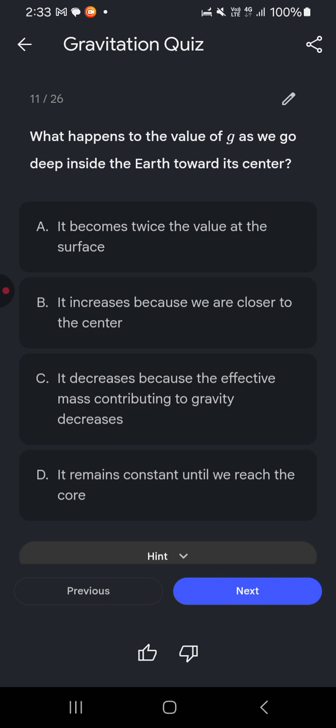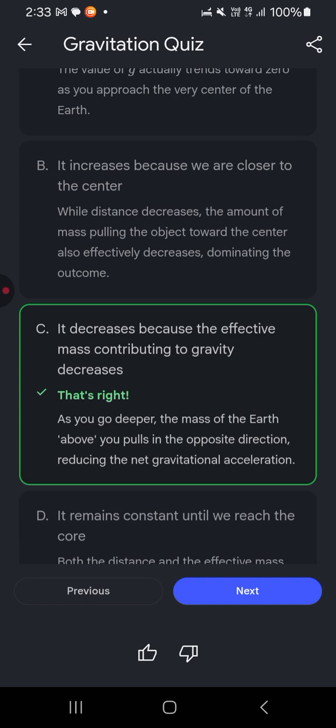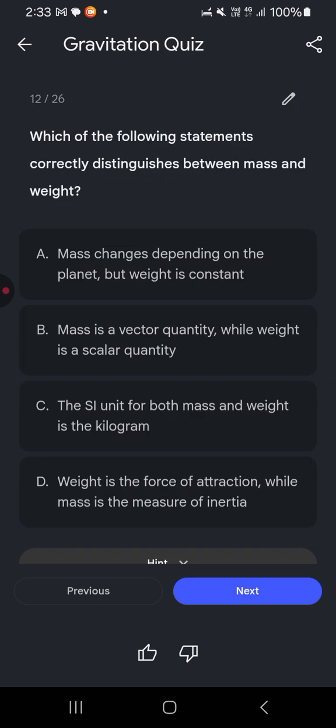What happens to the value of gravitational force as we go deep inside the Earth towards its center? Its center means the center of the Earth. The correct option will be C. It decreases because the effective mass contributing to gravity decreases. As you go deeper, the mass of the earth above you pulls in the opposite direction, reducing the net gravitational acceleration.